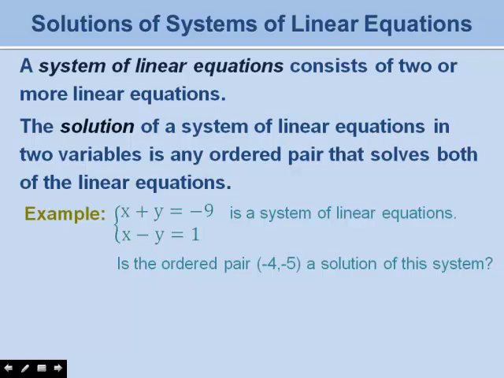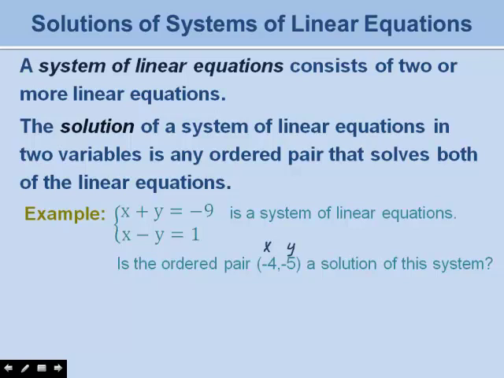then for the ordered pair negative 4, negative 5 to be a solution of the system, it has to be a solution for both of the equations. In other words, it has to be a point on both of these lines. So one way we could tell whether this ordered pair is a solution of the system is just to use the negative 4 for x and the negative 5 for y, and plug those into both of the equations and see if we come up with true statements in both cases.